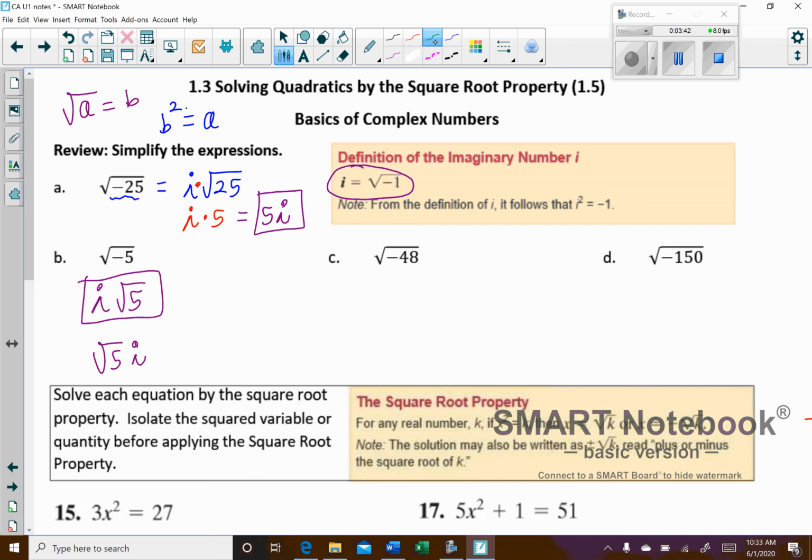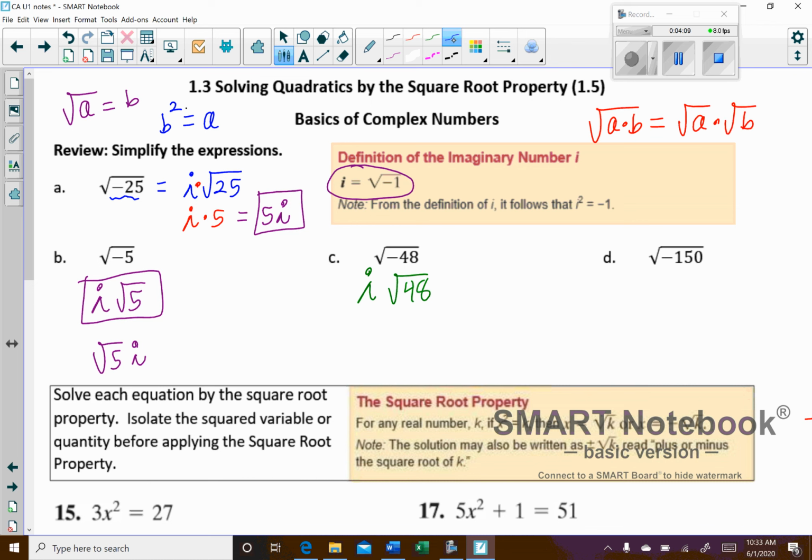Okay, let's look at C here. So once again, I'll pull out that i, and then I have the square root of 48. Okay, so the square root of 48, once again, that's irrational. But in this case, we can actually simplify this, okay? And so there's a property here. If you have the square root of A times B, you can actually break it up into the square root of A times the square root of B.